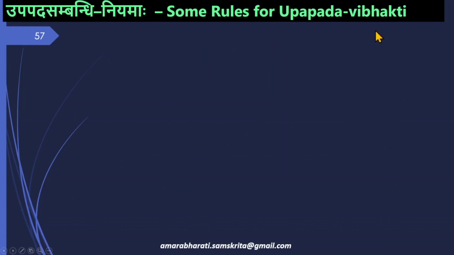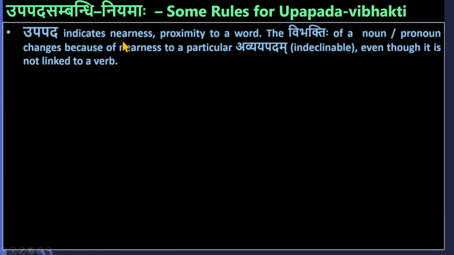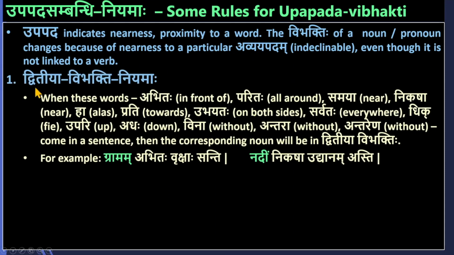Some rules for upapada vibhakti. Upapada indicates nearness, proximity to a word. The vibhakti of a noun or a pronoun changes because of nearness to a particular avyaya padam or indeclinable, even though it is not linked to a verb. We'll see examples for each of the upapada vibhaktis.